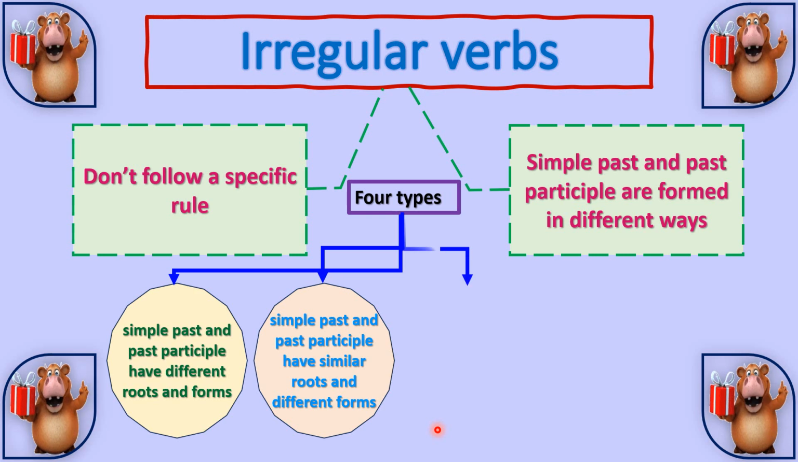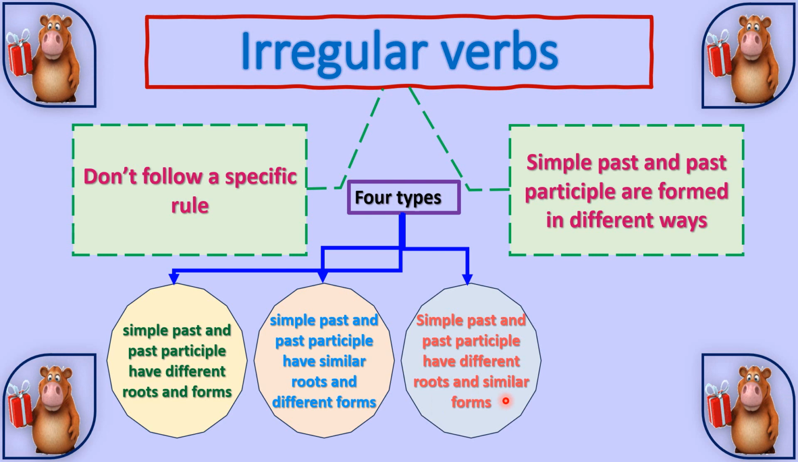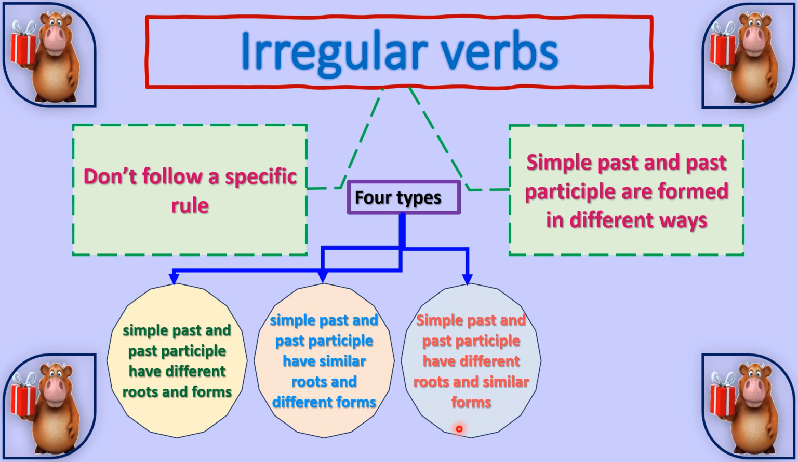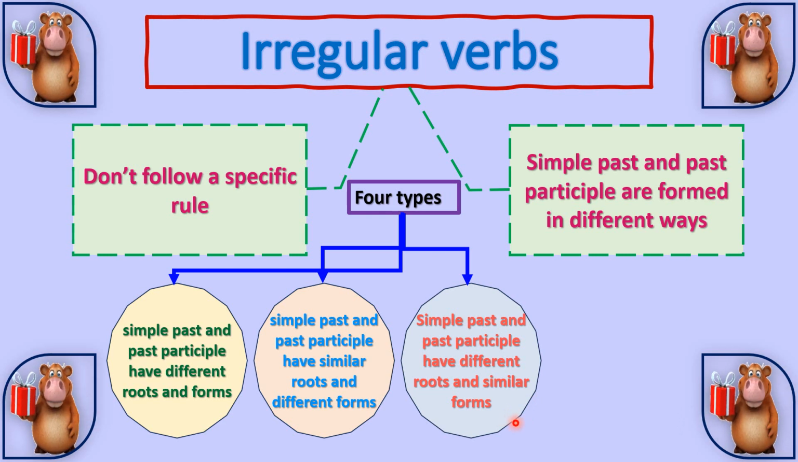The third type are verbs which their simple past and past participle have different roots and similar forms. So here these verbs, they have different roots, which means many bases, many roots. Not only one, but many roots. And one form. Okay, one particular form. This means that these verbs have different roots but one form.